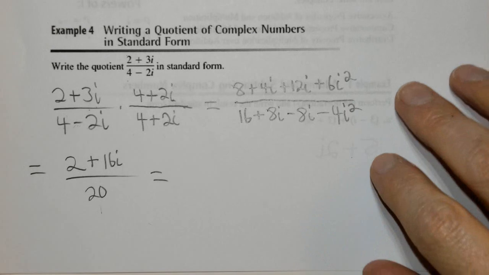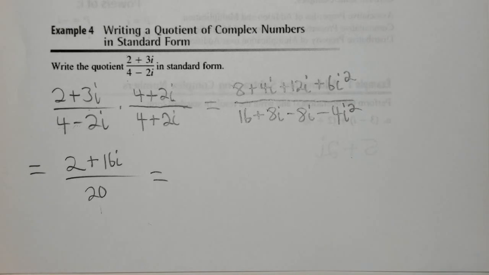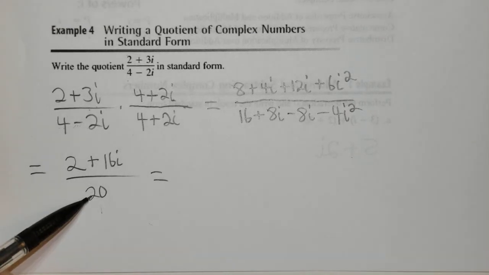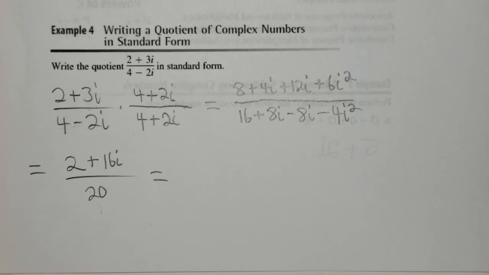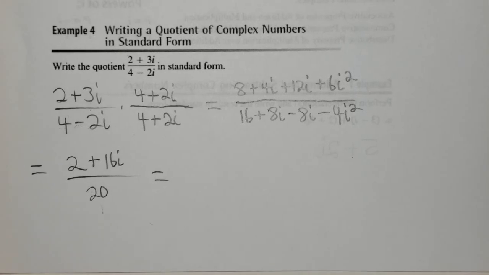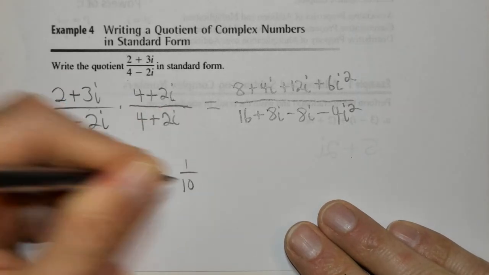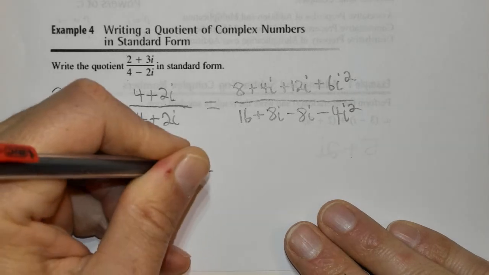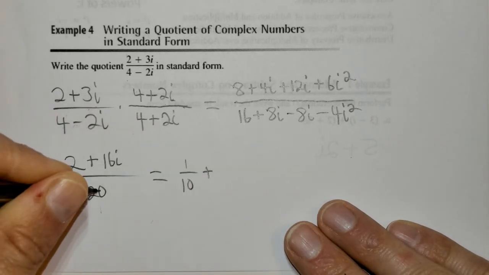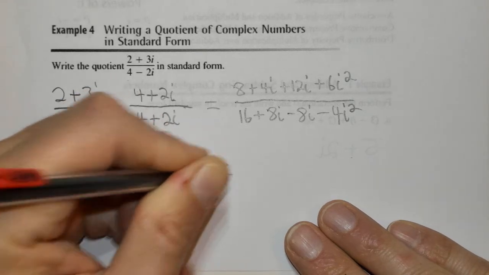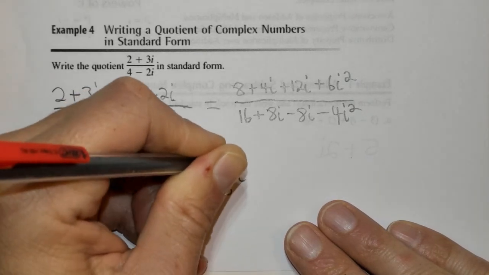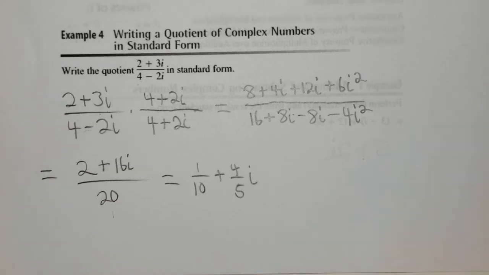And so in order to simplify this, I need to take a look and see if I can divide this 20 into both of these expressions and make two separate fractions out of it. And so 2 over 20 would reduce to 1 over 10. My sign in the middle is going to be plus. And 16 over 20, that reduces to 4/5, so 4 over 5i. All right, so these are the type of things you'll be expected to do on your quiz. And so now you should have everything that you need to go and complete that.